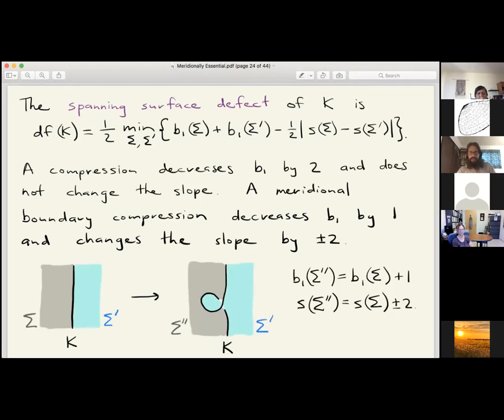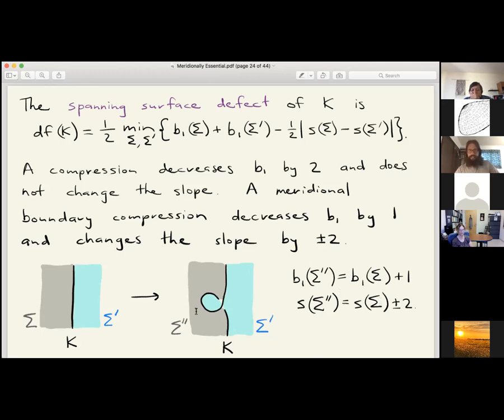But going in the other direction is maybe easier to think about. So if we think about the surface, we've got 2 checkerboard surfaces here, sigma and sigma prime. If we put this little kink into the knot, it's a Reidemeister 1. And then what's happened to the new checkerboard surfaces? Nothing happened to sigma prime, that's just an isotopy. But in sigma double prime, we've added this extra loop. So the first Betti number has gone up by 1, and the slope of that surface has changed by plus or minus 2, depending on which Reidemeister 1 move we used.